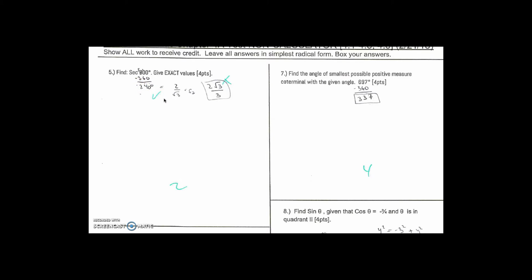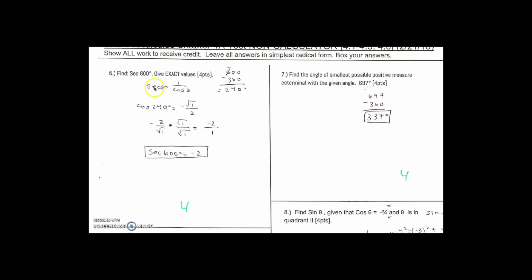Cosine. Maybe they were trying to take the reciprocal of the wrong ordered pair, so definitely look at your unit circle there. This person used the reciprocal identity, secant equals 1 over cosine. They're using the correct ordered pair there, just negative 1/2, and you just take the reciprocal of that. Did not even need to do the rationalization, but you still got the correct answer.